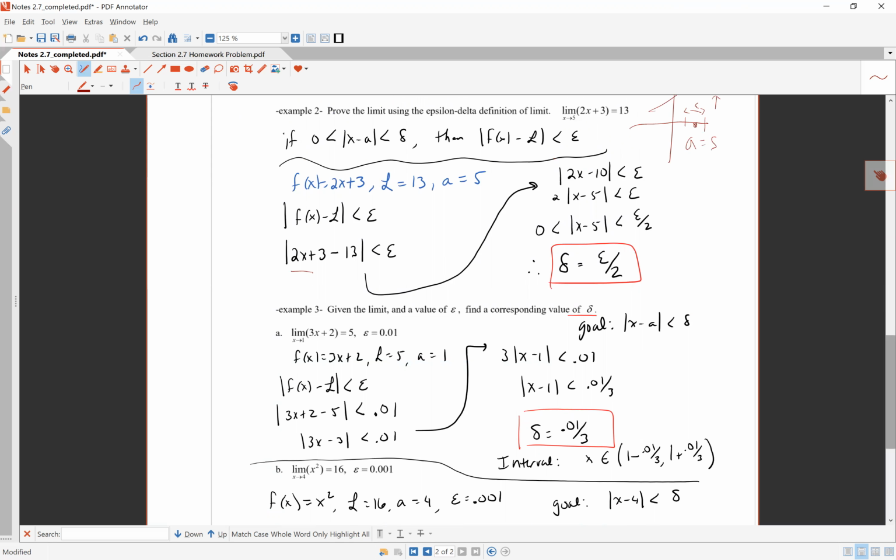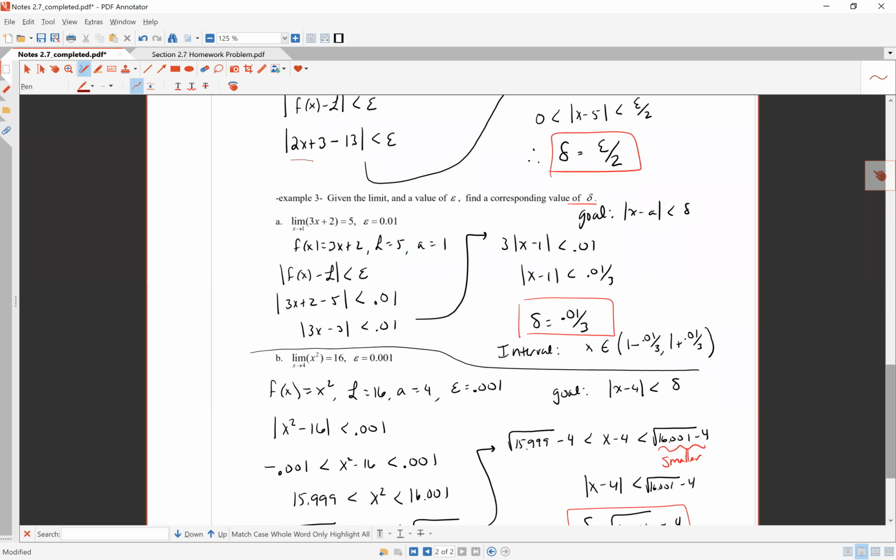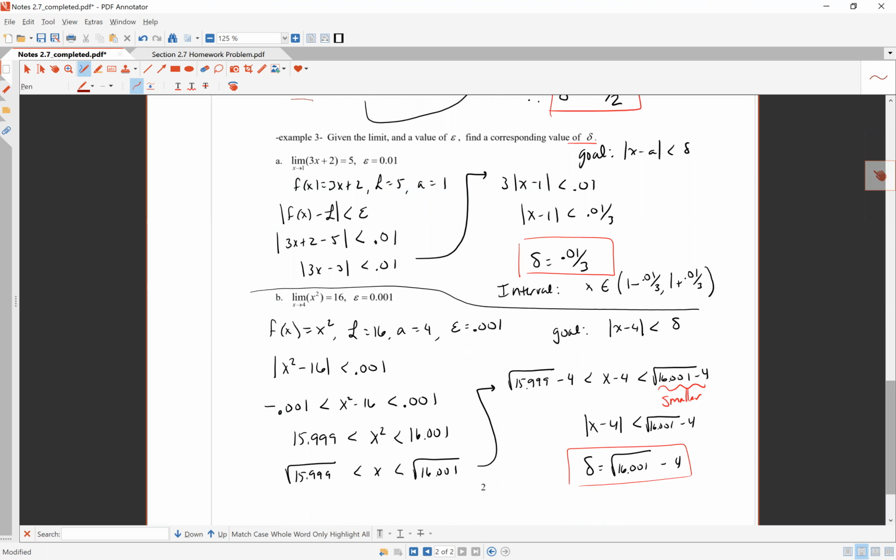It's easy when the function is linear, but what happens if the function is nonlinear, like x squared? Then it really gets kind of tricky. Here we are given an epsilon. Let's choose a equal to 4. We're going to show that the limit as x goes to 4 is 16.